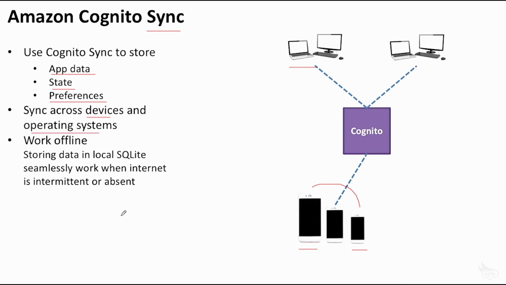It can also enable us to allow our users to work offline by storing data locally in a SQLite database. And so whether or not the user is online or not, they can continue to work storing their data locally. And then once they're back online, then the Amazon SDK can automatically resync back to the Cognito service.